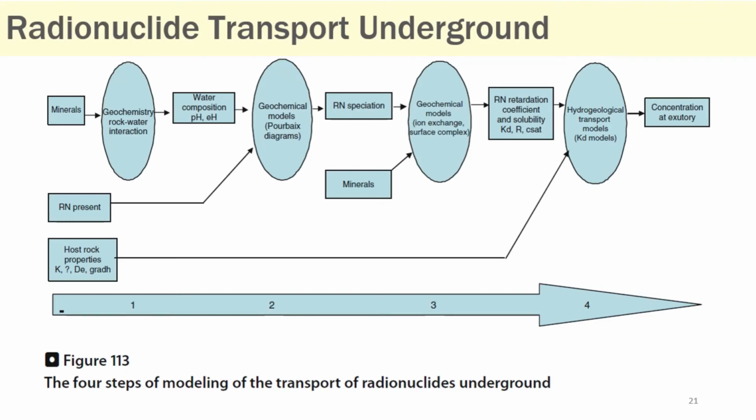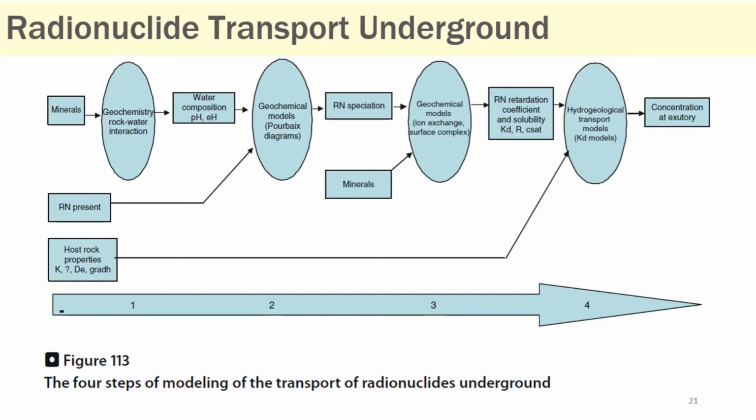To tie it all together, the transport of radionuclides is affected by chemical, geological, and hydraulic properties. The rock-water equilibrium determines the pore water chemistry. The pore water chemistry affects the speciation of the radionuclide. The radionuclide speciation determines its solubility and sorption properties. And those solubility and sorption properties affect how the solute is carried through the rock medium by the water.